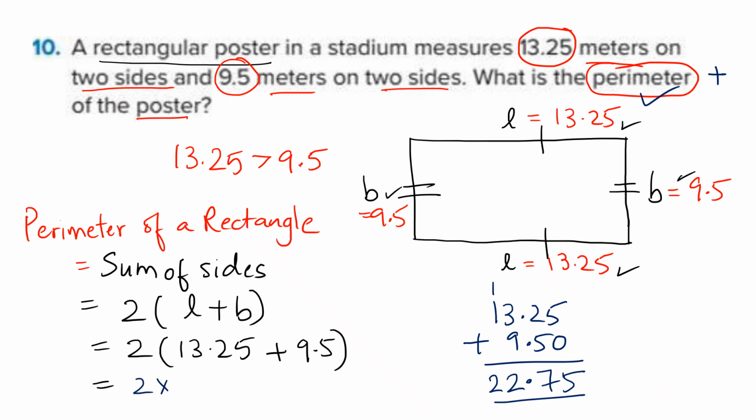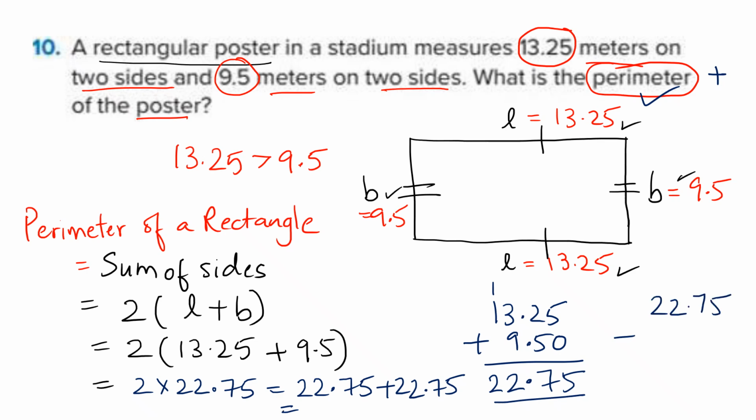Now I need to multiply this. So I hope you know multiply is same as addition. So I can also add this 2 times, so 22.75 plus 22.75. This is also going to give you the same answer. So let's do it. Because addition is easier than multiplication, we are just using addition. So 5 plus 5, 10, 7 plus 7, 14, plus 1, 15, 1 is carry forward, 2 plus 2, 4, plus 1, 5, 2 plus 2, 4.